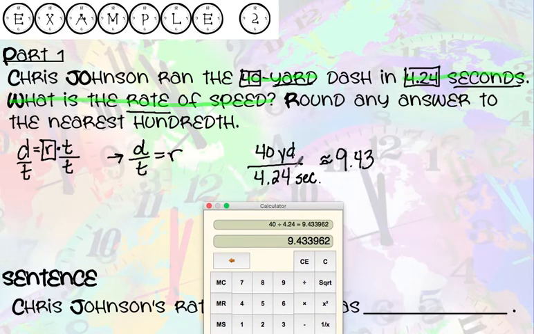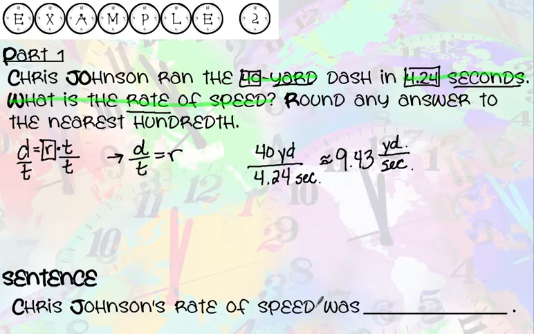Now, I can't cancel either of these out, so it would be 9 and 43 hundredths yards per second, which would make sense because since it's a rate, we should be comparing two different things. So my answer here would be Chris Johnson's rate of speed was 9 and 43 hundredths yards per second.